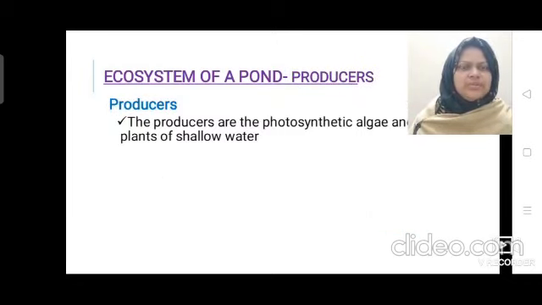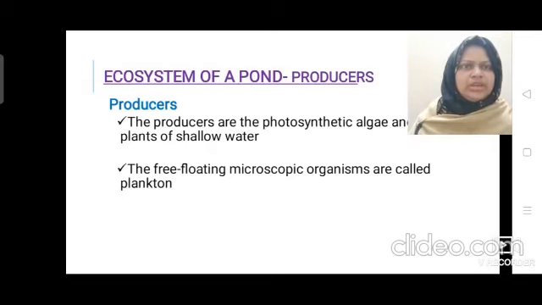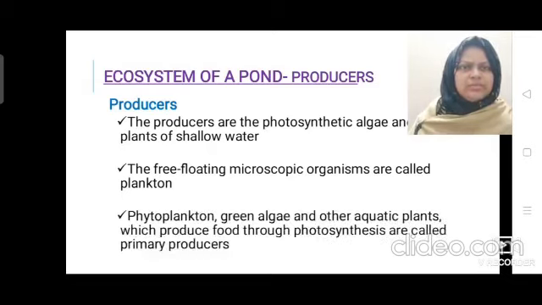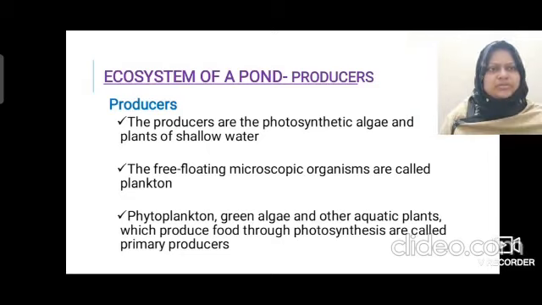Producers. The producers are the photosynthetic algae and plants of shallow water. The free-floating microscopic organisms are called plankton. Phytoplankton, green algae, and other aquatic plants which produce food through photosynthesis are called primary producers.